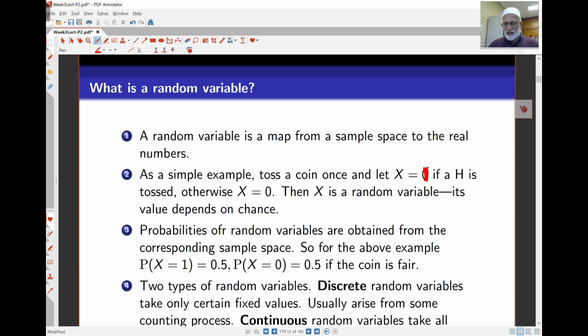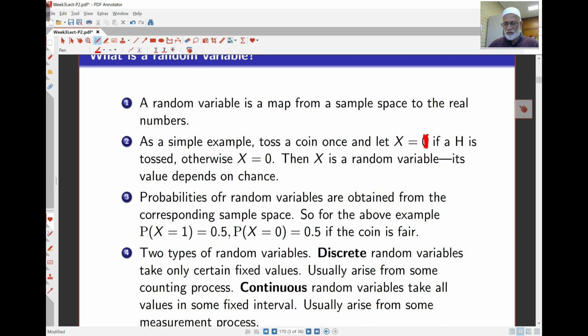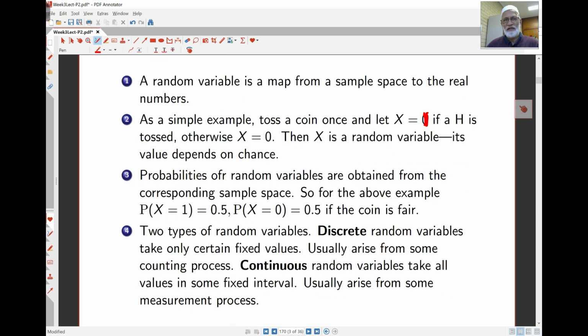There are two kinds of random variables that we deal with in probability: the discrete random variables and the continuous ones. Discrete random variables usually take only certain fixed values, and they usually come from some kind of counting process. Continuous ones arise from measurements usually, and they take values in some interval. Those are the differences.